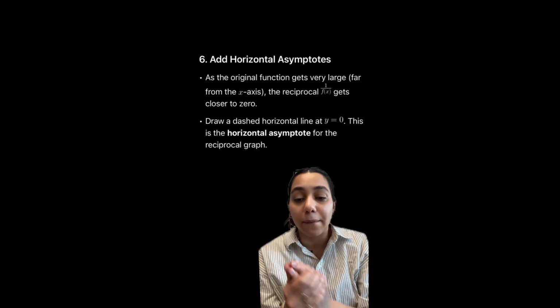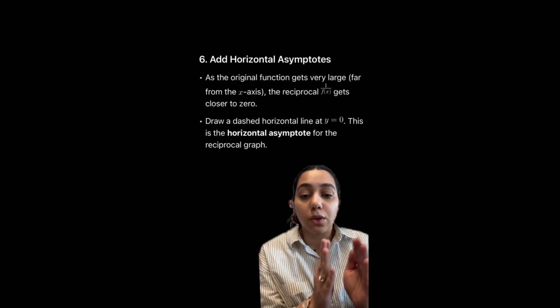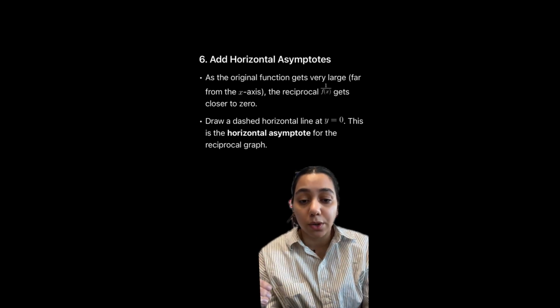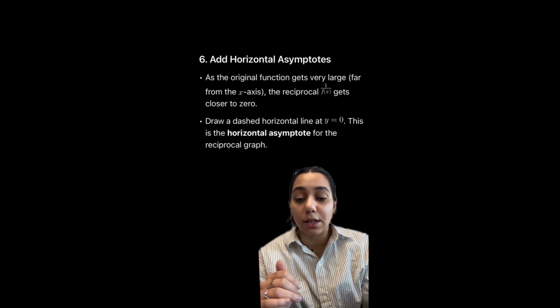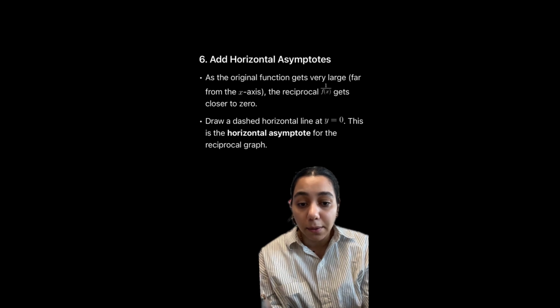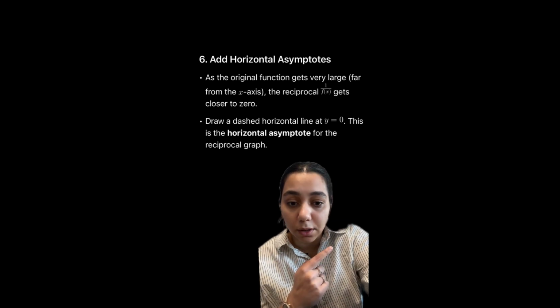So y equals 0 is your horizontal asymptote. You have to draw a dashed line on that as well, and never cross that x-axis, okay? Don't forget that. Next part.